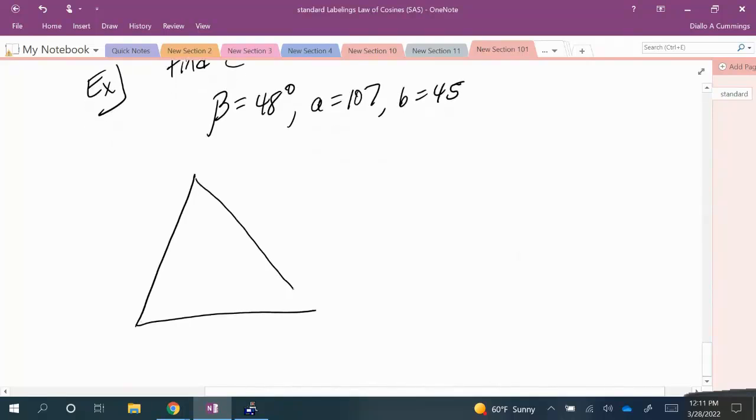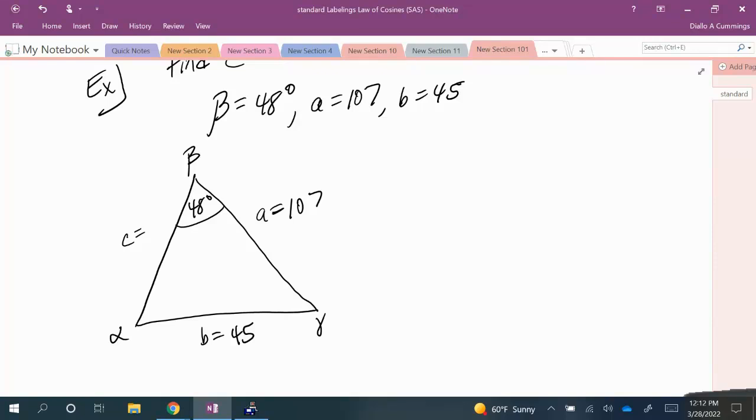All right, so I'm going to sketch this out. So this is alpha, beta, and gamma. So we have side A opposite alpha, we have side B opposite beta, and C opposite gamma. We're given that beta is 48 degrees. We're given that side length A is 107, and we're given that side length B is 45. All right, so we're given a side angle set of measurements. So now this is the ambiguous case.